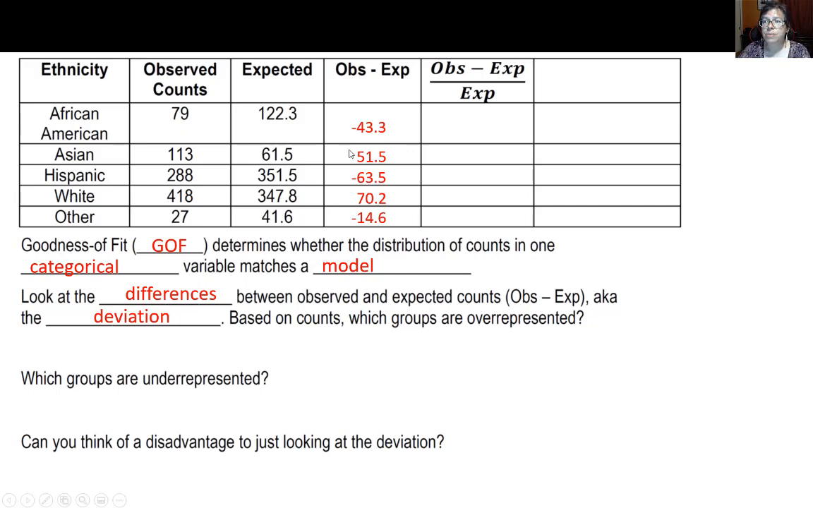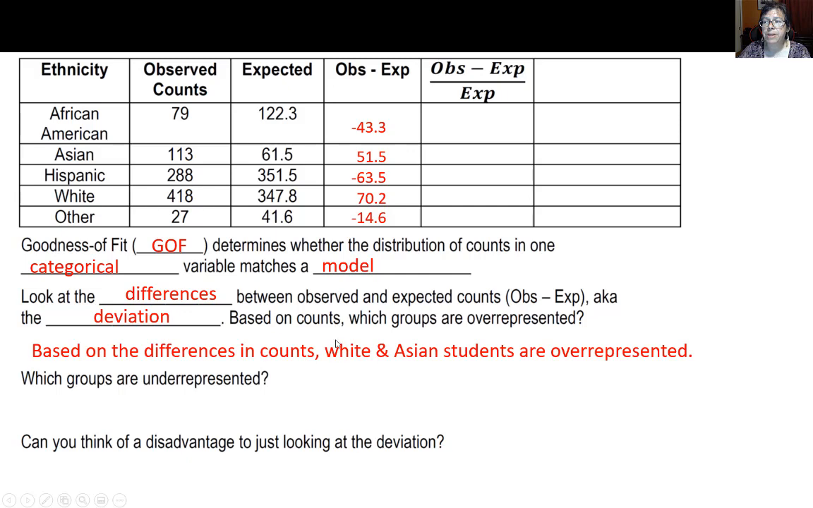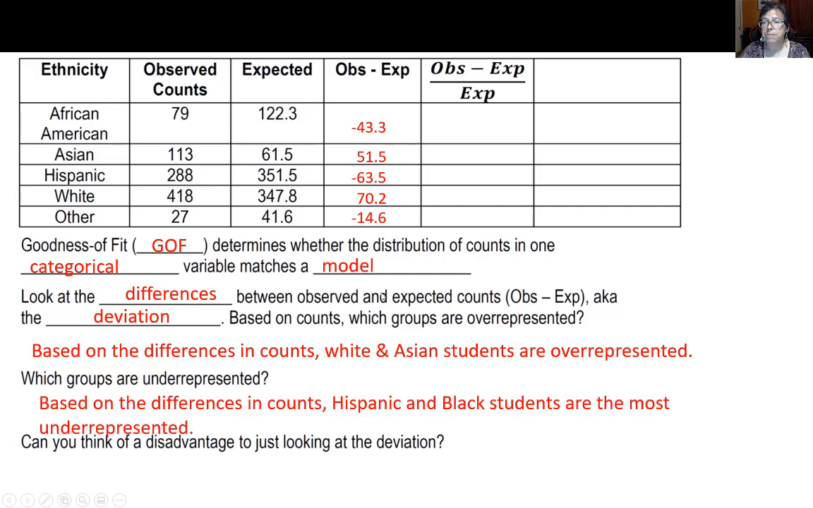Looks like the whites are the most overrepresented, followed by the Asians, because those are the highest counts. And which ones are underrepresented? It looks like Hispanic is the most underrepresented, followed by African American. Okay, so that's based on the counts. But can you think of a disadvantage of just using this?